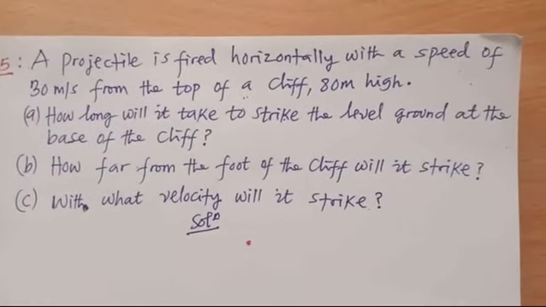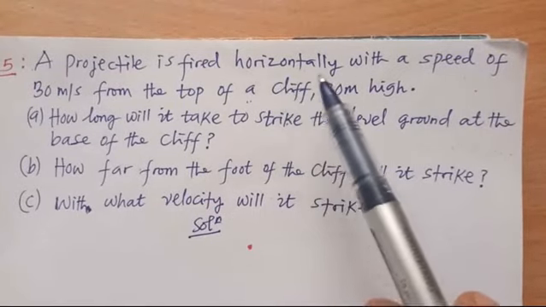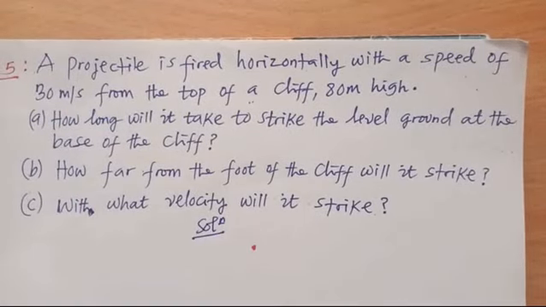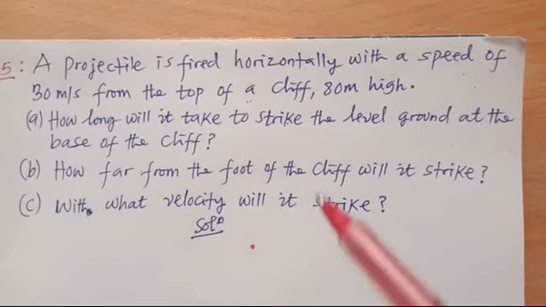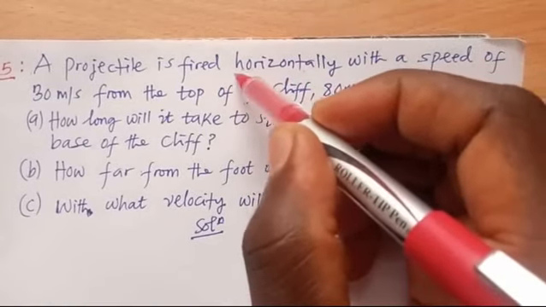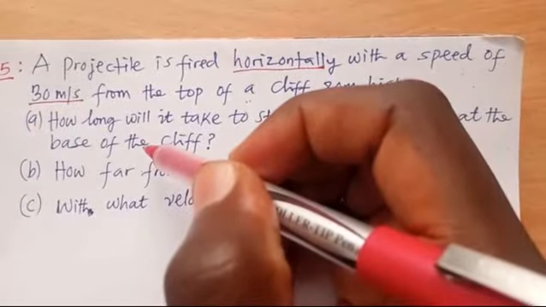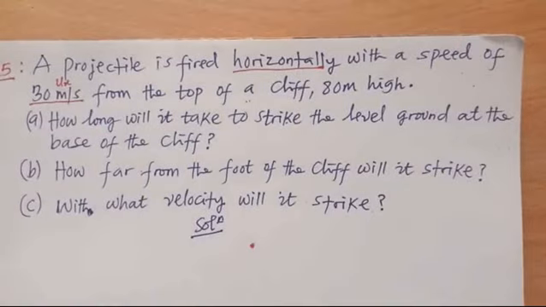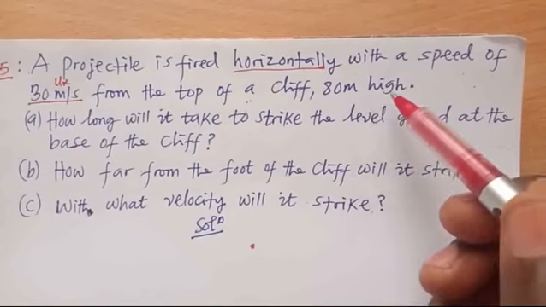Let's read the problem. It says a projectile is fired horizontally with a speed of 30 meters per second. Remember, for a projectile, you have horizontal speed, you also have vertical speed because it's two-dimensional motion. Since they said it is fired horizontally, this speed is a horizontal speed and not a vertical one. This is your u sub x and is not u sub y. From the top of a cliff, and the cliff is 80 meters high.